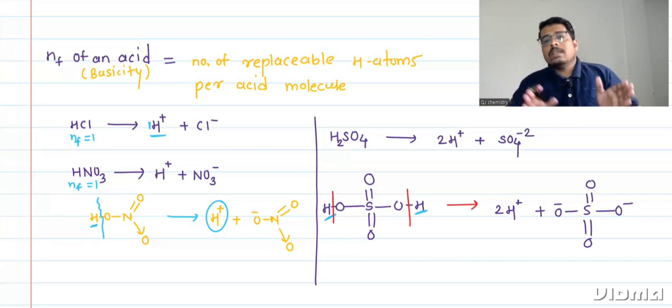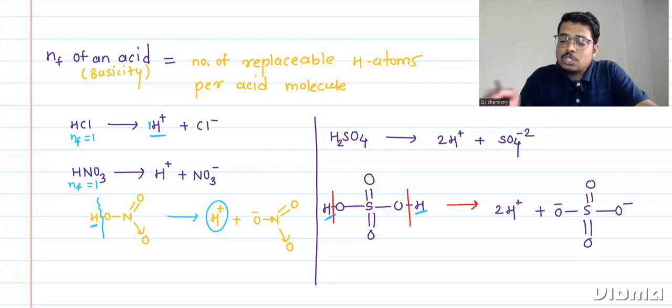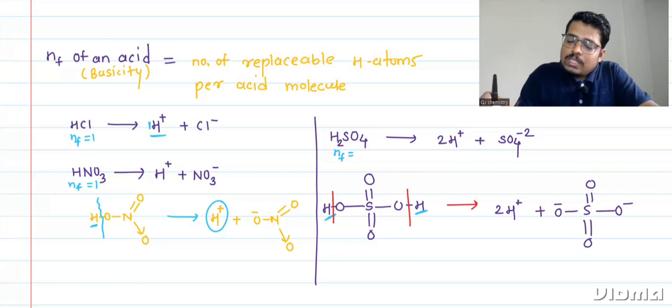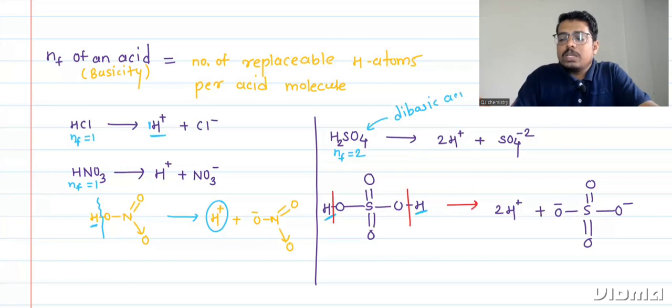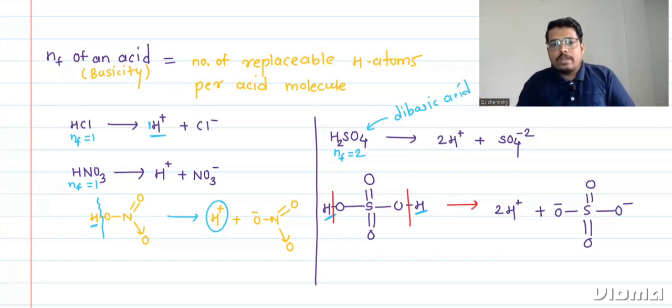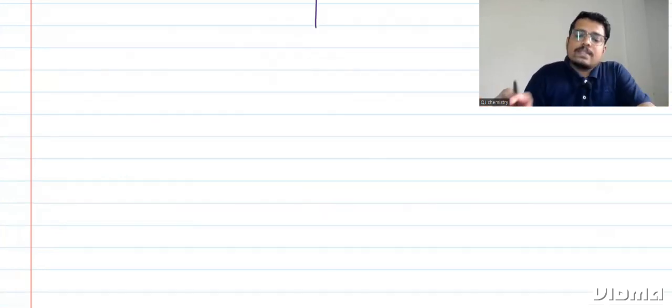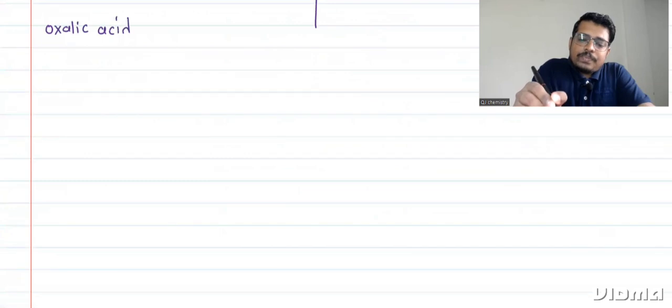So here one H2SO4 molecule gives 2H+ ions. So its basicity is 2. So n factor of H2SO4 is 2. It is known as dibasic acid because it gives 2H+ ions in the solution. Next example is oxalic acid. This is the structure of oxalic acid.